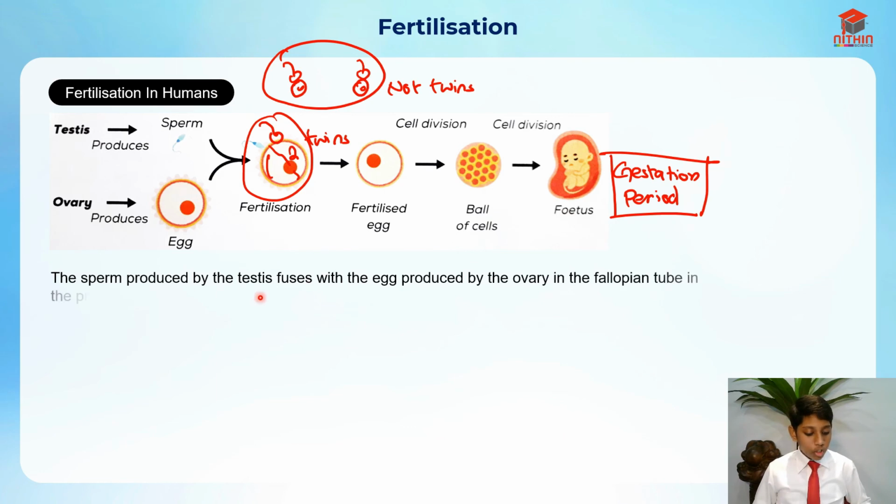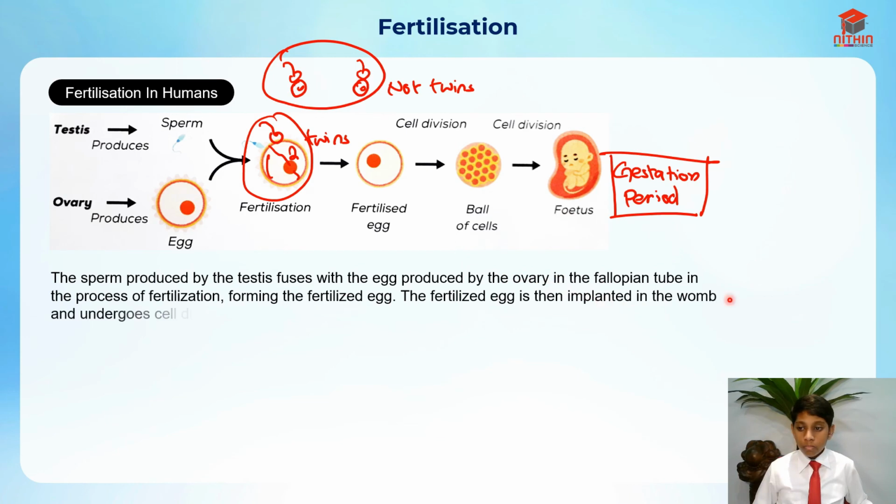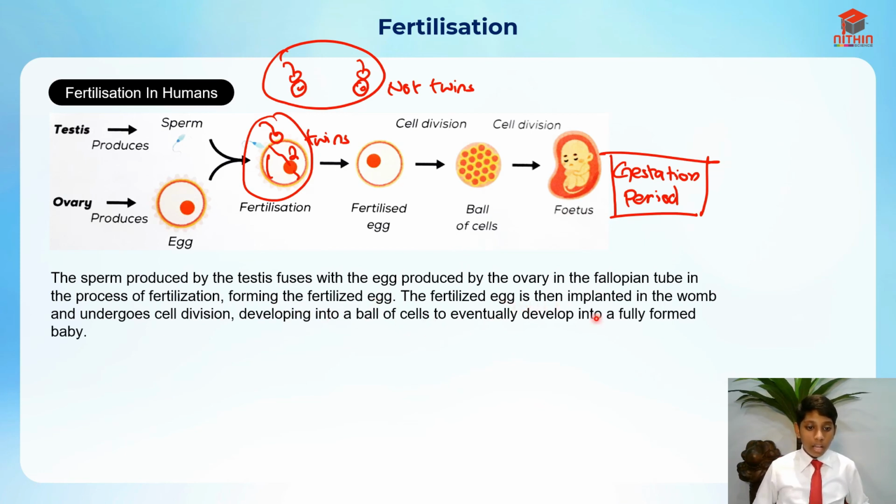The sperm produced by the testis fuses with the egg produced by the ovary in the fallopian tube in the process of fertilization, forming the fertilized egg. The fertilized egg is then implanted in the womb and undergoes cell division, developing into a ball of cells to eventually develop into a fully formed baby. Okay, so this is how you explain whatever just happened in this table over here. Now let's move on.